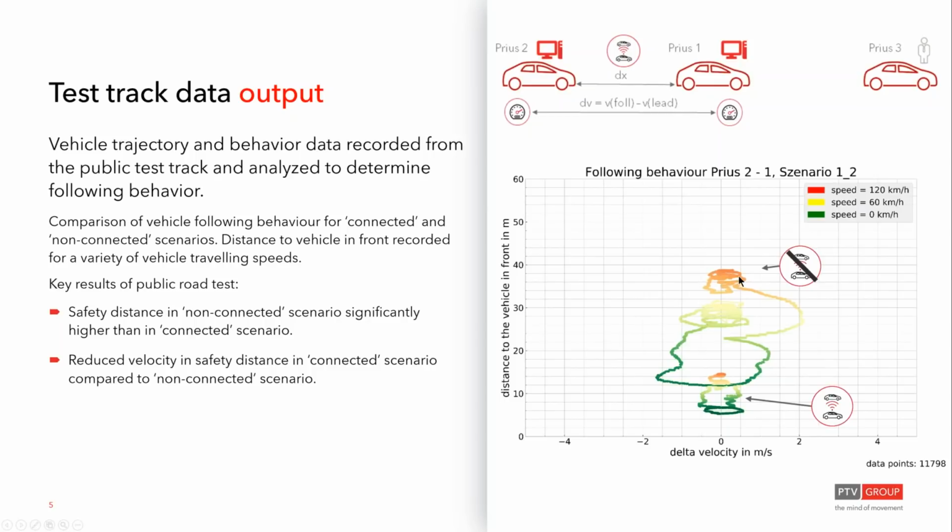And also here, when they are not connected and they don't get the information from the leading vehicle about what it's doing, we also see a little higher distribution of speed compared to this one. So this is basically what we observed.